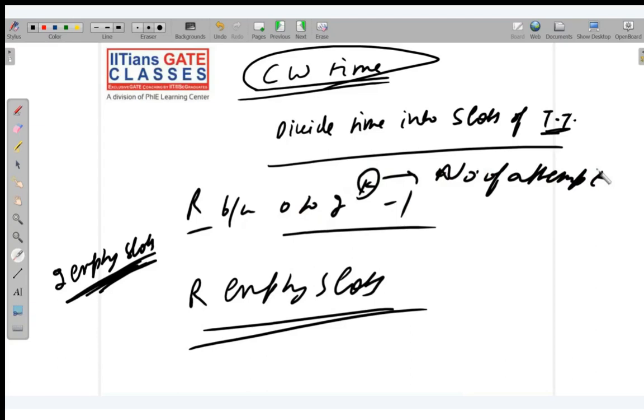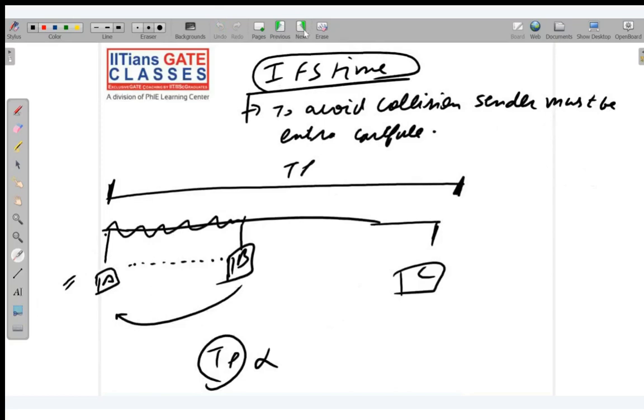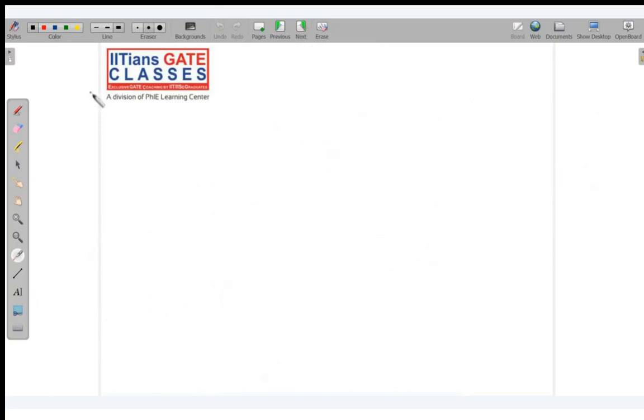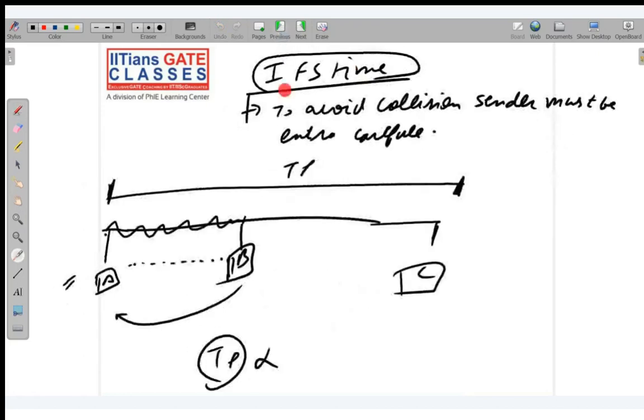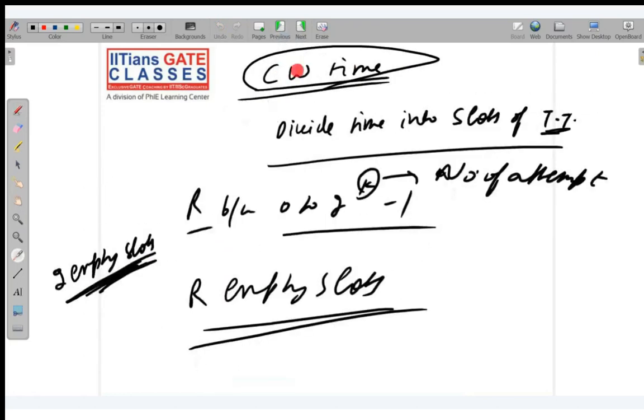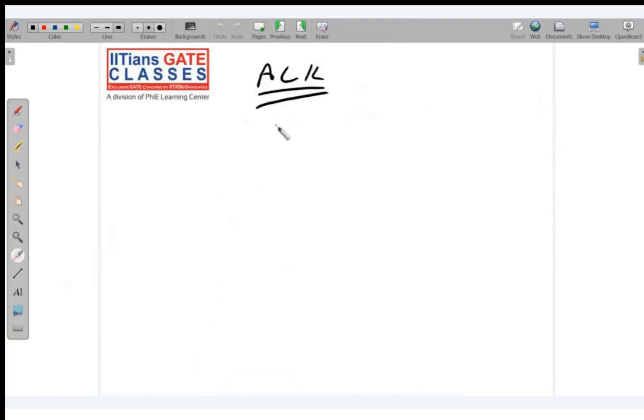So the contention window time is over. First was IFS time, next was contention window time, and the last is acknowledgement, ACK. Even after IFS time and contention window time, there are still some chances of collision. We have taken very good precautions, IFS time and then contention window time, but even after that there are some chances of collision. So the sender will wait for acknowledgement from the receiver also. That is the basic meaning of acknowledgement.